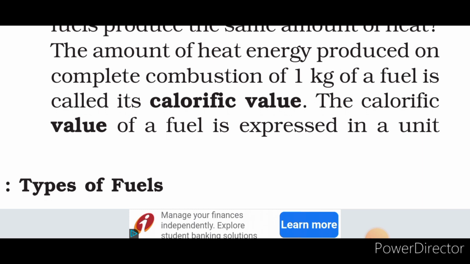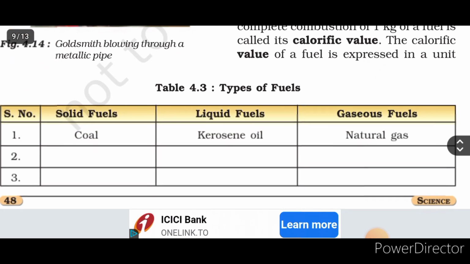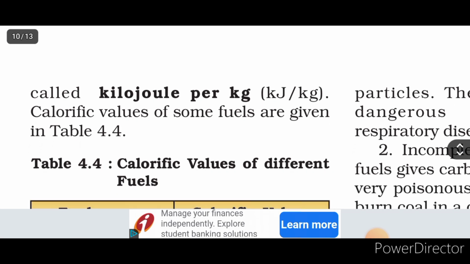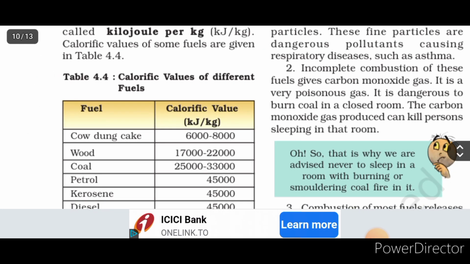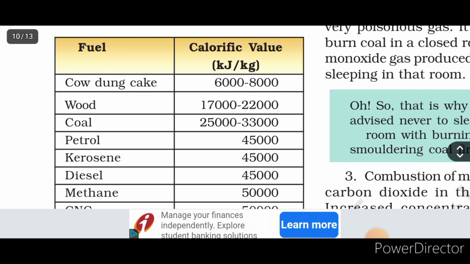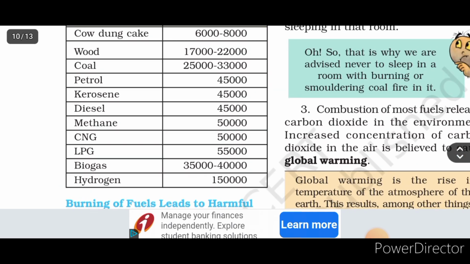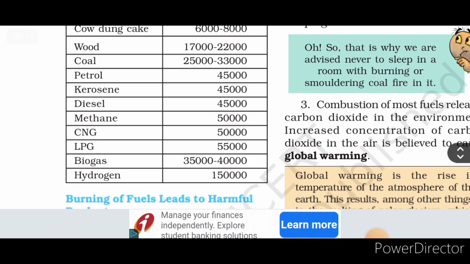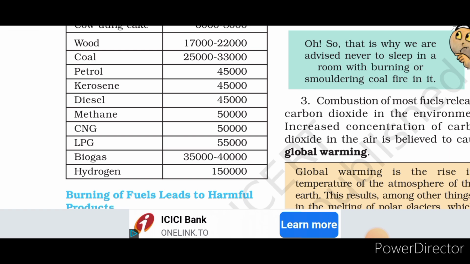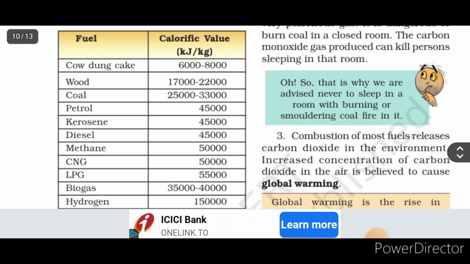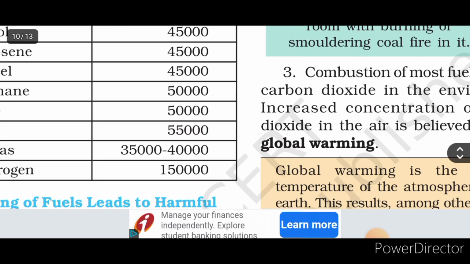The calorific value of a fuel is expressed in a unit, and that is kilojoule per kg, kilogram. The calorific value of cow dung cake is 6,000 to 8,000 kilojoule per kilogram. The calorific value of hydrogen is 1 lakh 50,000.